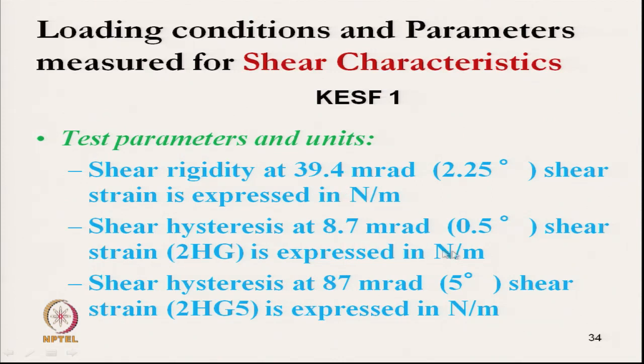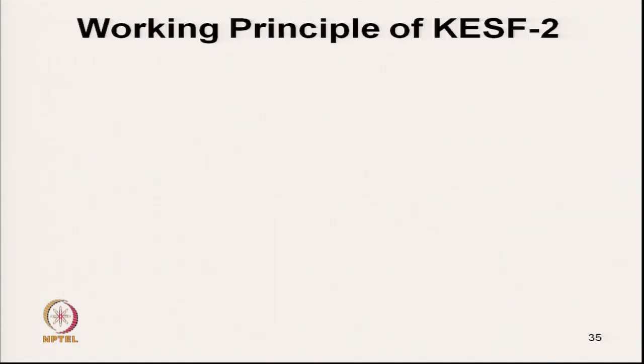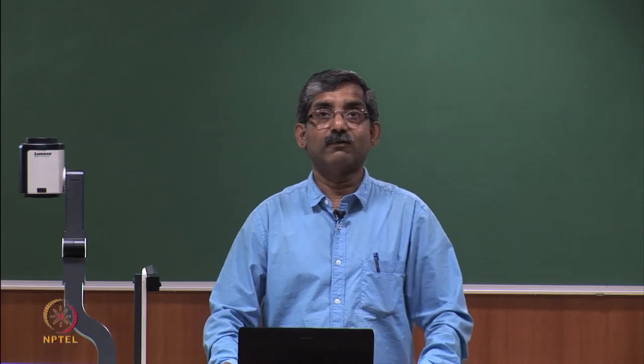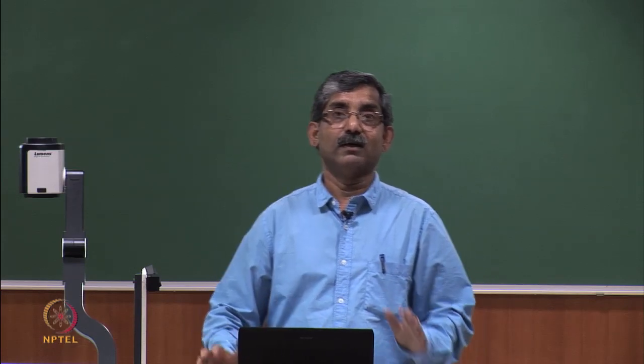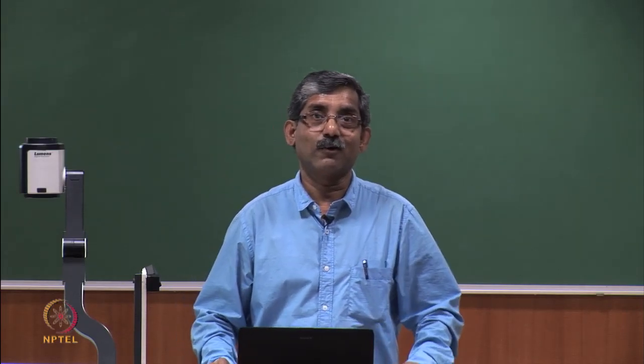Shear hysteresis at 0.5 degree is 2HG, and shear hysteresis at 5 degree shear strain is 2HG5, expressed in Newton per meter. Okay. So, these are the parameters related to KES-F1 for the shear characteristics, and the working principle of KES-F2 we will discuss in the next class. Till then, thank you for listening.